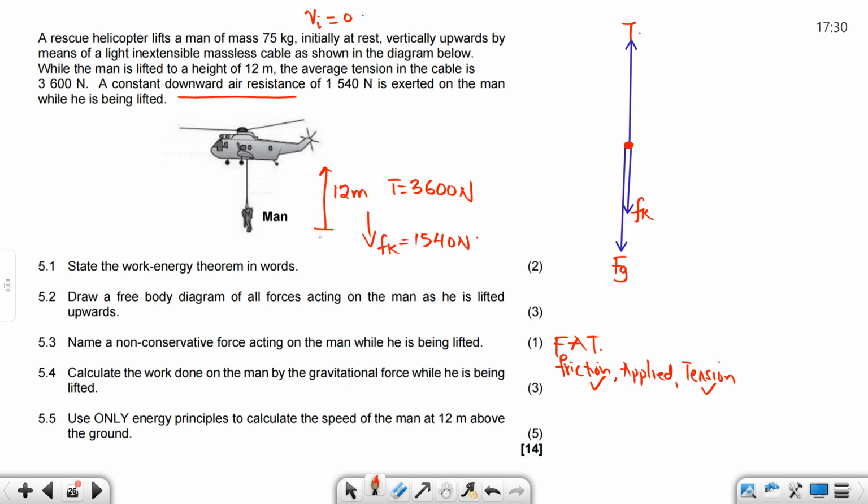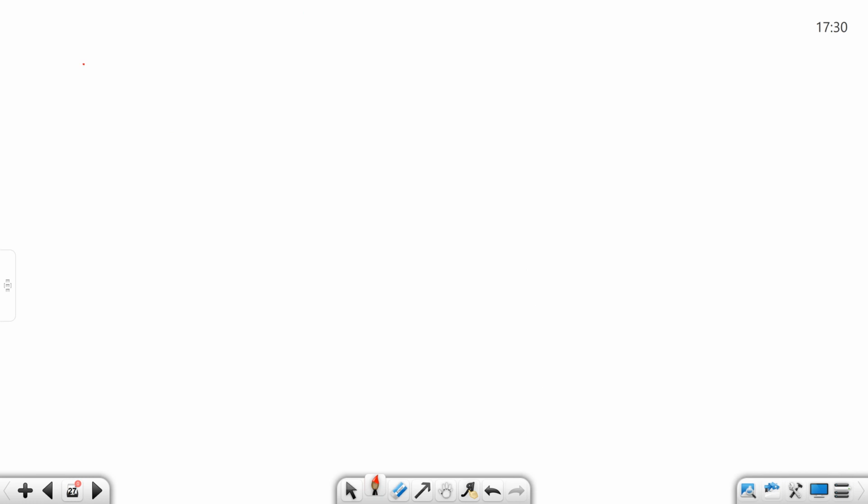Calculate the work done on the man by the gravitational force. The work done by force of gravity. Can we get a fresh page? Now, if we are looking for work done by Fg, what's the formula for work? It is F delta X. All right. But this time around, it's Fg. That's my force. And it's not delta X. It is delta Y because it's vertical. And then we have what? Cos theta. It does matter.